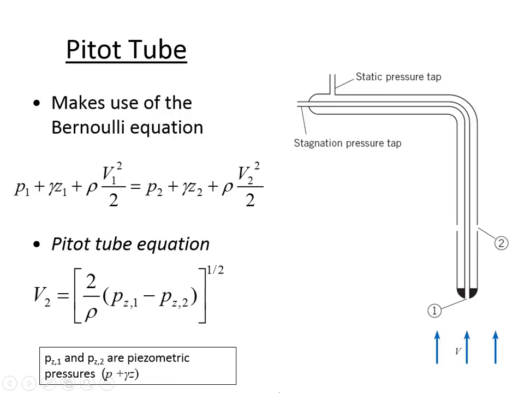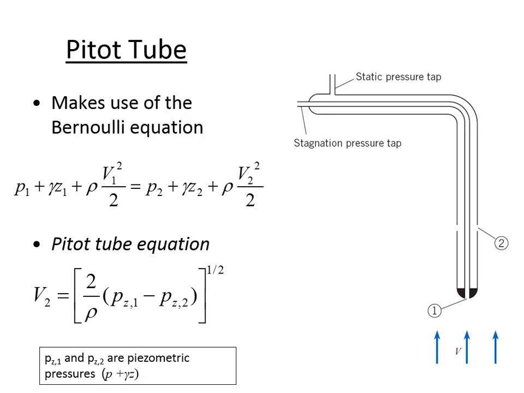Now, if you rearrange Bernoulli's equation, then you can come up with the pitot tube equation. And the pitot tube equation is derived from just saying that the velocity at 1 is canceled out, and instead of expressing the fluid in terms of gamma, you can keep track of the density of the fluid. And so you can find the velocity of the wind at 2 by measuring the difference in piezometric pressure at 1 and 2. Remember that P sub z is the pressure plus gamma z.